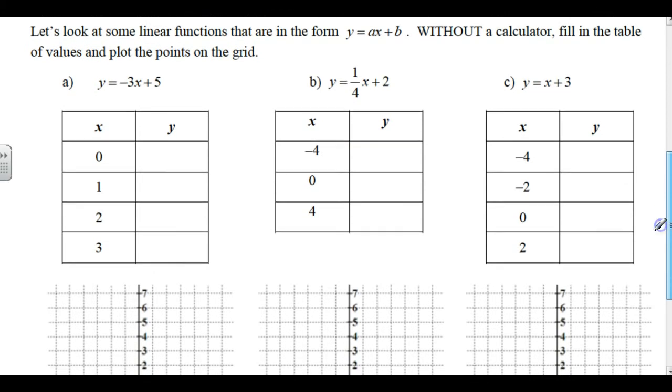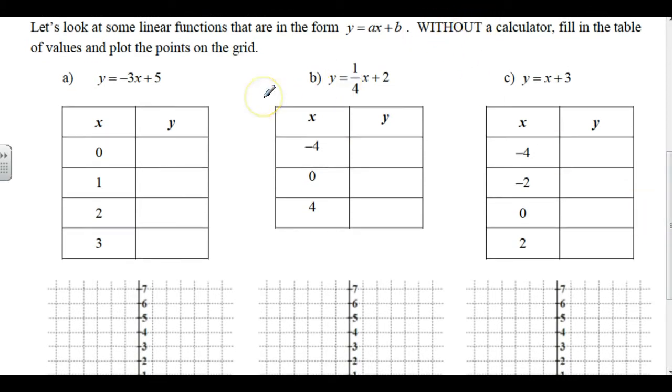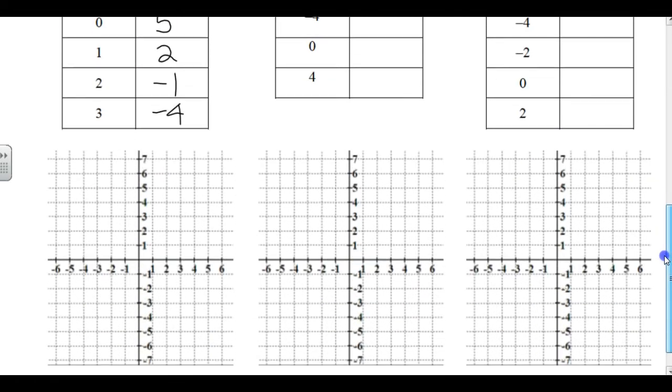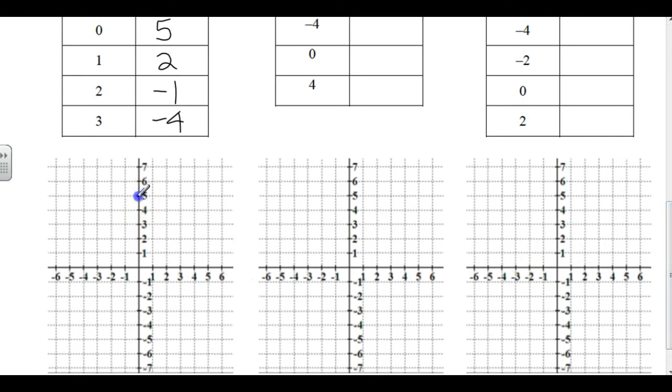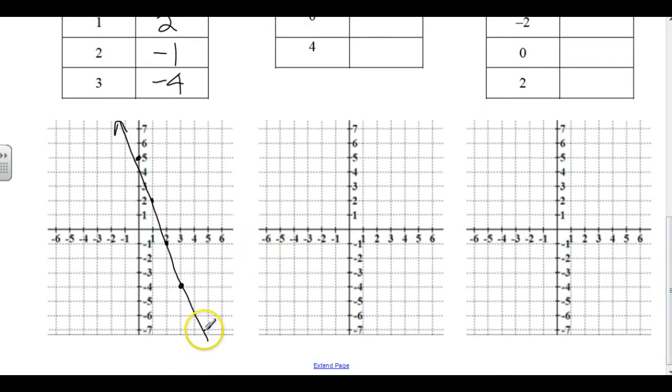Let's look at some linear functions that are in the form y equals ax plus b. Without a calculator, fill in the table of values and plot the points on a grid. Negative 3 times 0 is 0, plus 5 is 5. Negative 3 times 1 is negative 3, plus 5 is 2. Negative 3 times 2 is negative 6, plus 5 is negative 1. Negative 3 times 3 is negative 9, plus 5 is negative 4. Let's plot those points: 0, 5; 1, 2; 2, negative 1; 3, negative 4. Now those are points. Points help us in drawing the line. And a line needs arrows on either end to be a line.